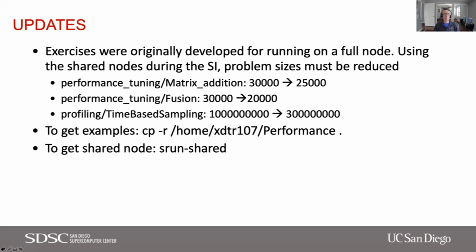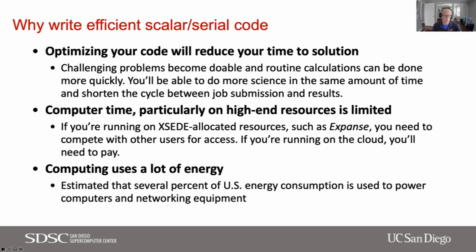So let me just back up. Why do we care about writing efficient scalar and serial code? When I think about it, I see a few motivations. I think most of us want to optimize our code so that we can reduce the time to solution. We'd like things to run quickly.